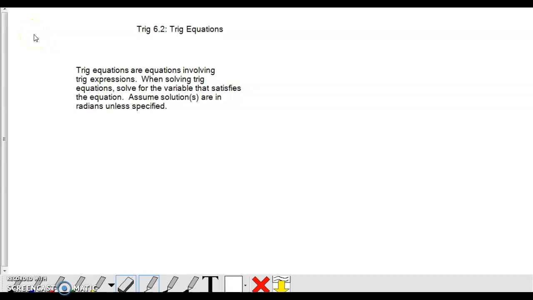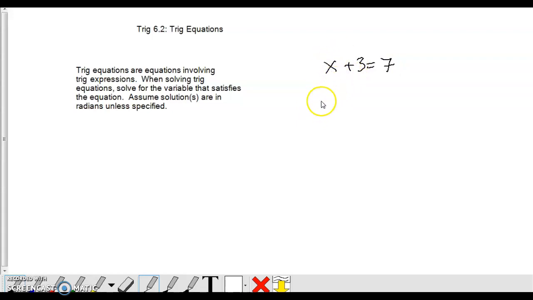In this lesson, we're going to look at how to solve trig equations. So, 6.2. What are trigonometric equations? Basically, they're equations that involve trig expressions. Just like we used to have equations where we would have something like x plus 3 is equal to 7, right? Where this does not have a trig in it.